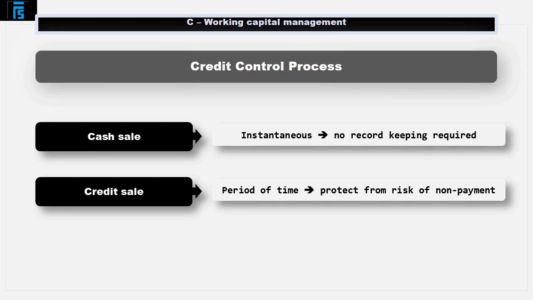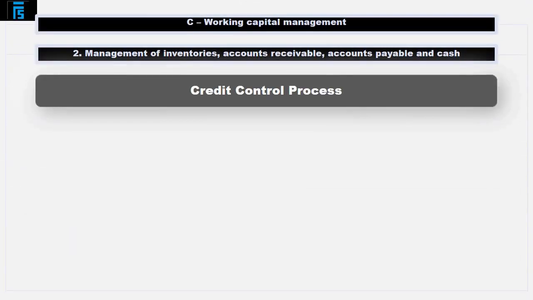Effectively, the supplier is trusting the customer to pay at a later date. Indeed, the term credit comes from the Latin word credo, meaning belief or trust. Under these circumstances, the supplier must protect themselves from the risk of non-payment, and therefore having proper controls and processes in place, including accurate record keeping, is extremely important.